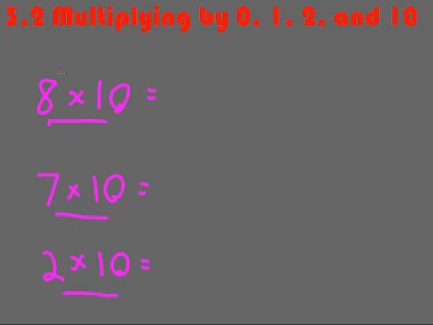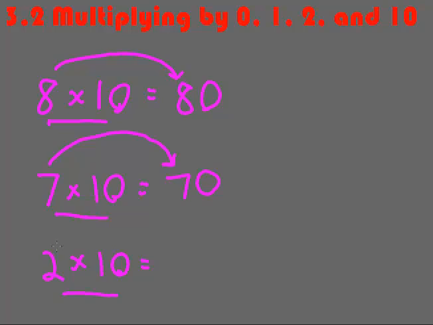8 times 10, what I'll do is I bring the 8 over, and I put a 0 at the end of it. 8 times 10 is 80, because if I have 10 8s, that will add up to 80. Or if I have 8 tens, that also adds up to 80. So you'll see the same thing on 70. You put the number out front, 7, and you add a 0 to the end of it to be 70.